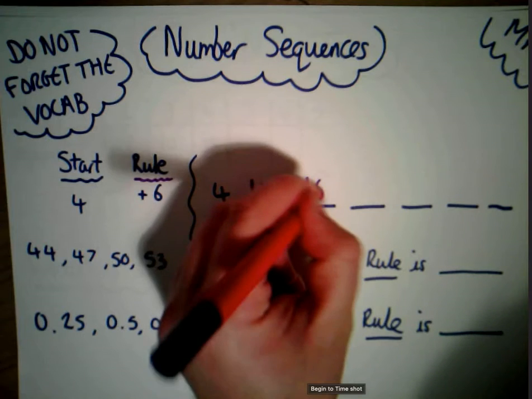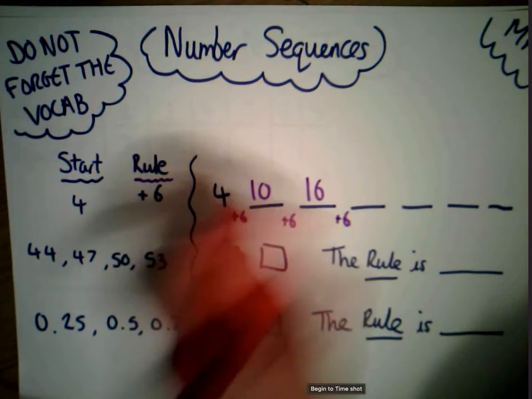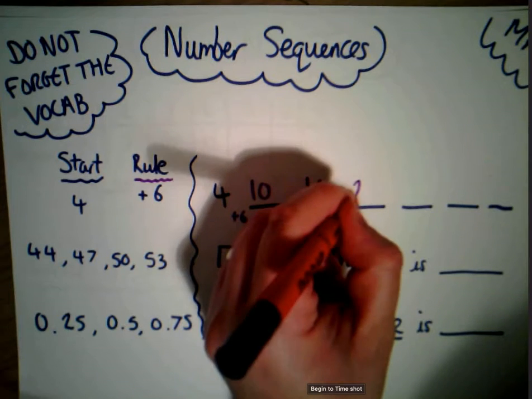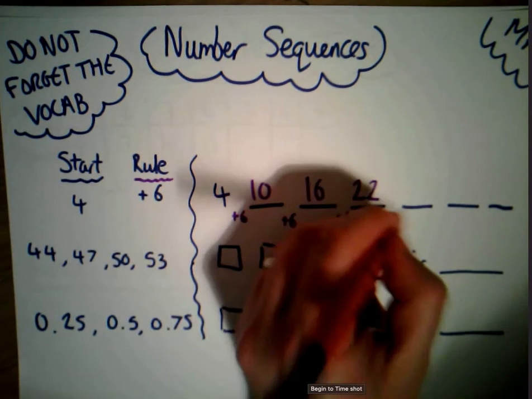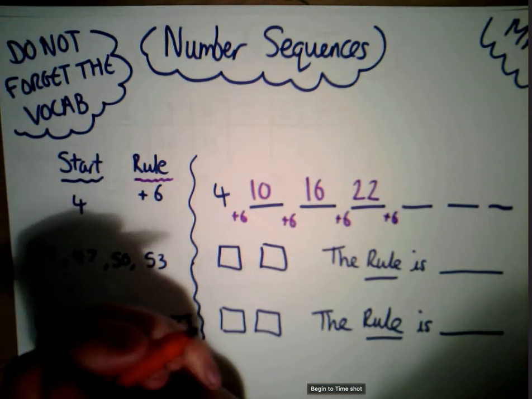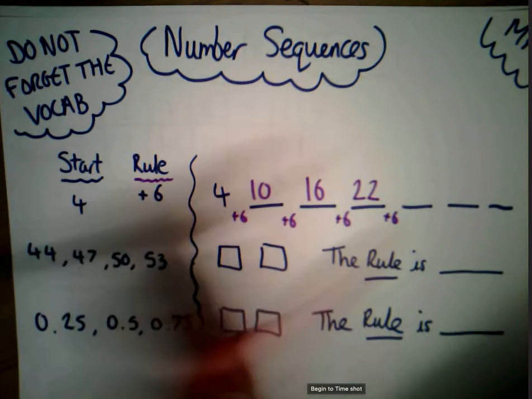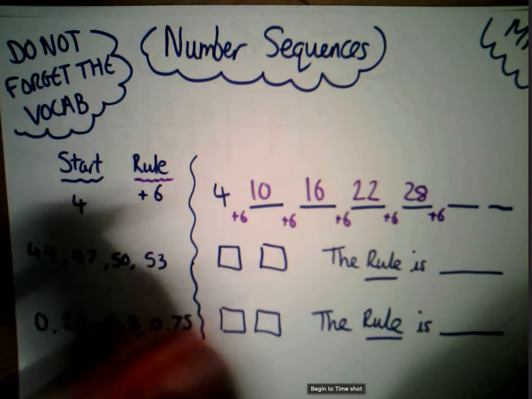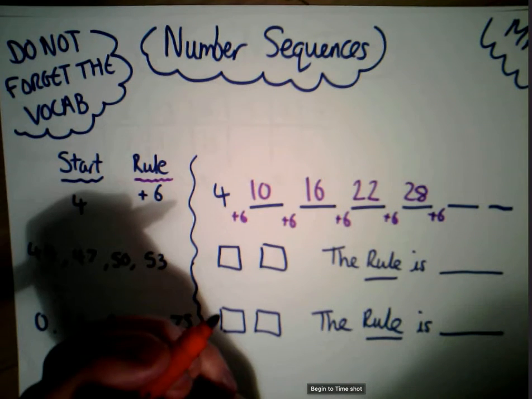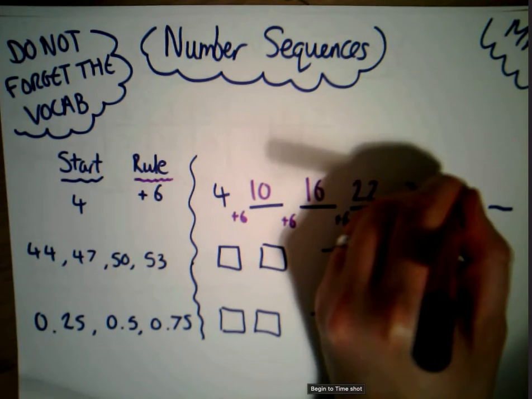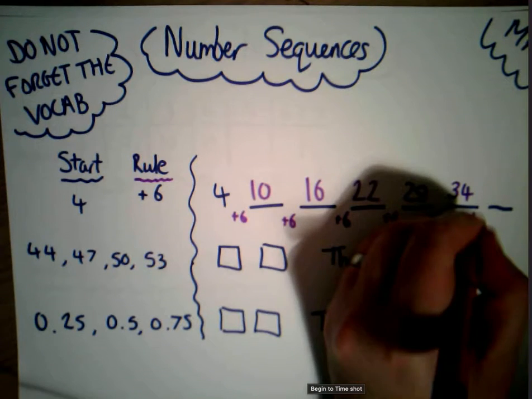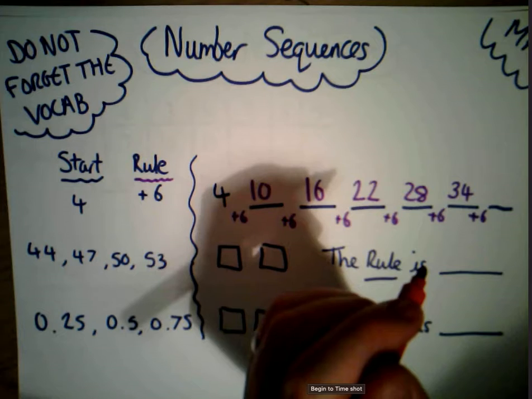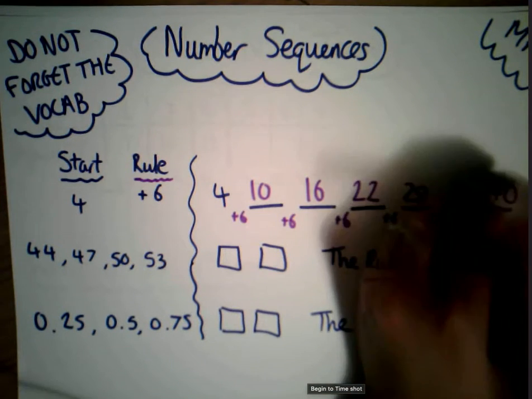16, and then we add 6 again. Make sure you're jumping over your number bonds now. 22, add on 6, next one. 28, well done. Try and work out the next one. Yep, 34. And the last one should be a really easy jump. We're seeing that number 4 there. We know our number bonds. Yeah, it was 40. Okay.